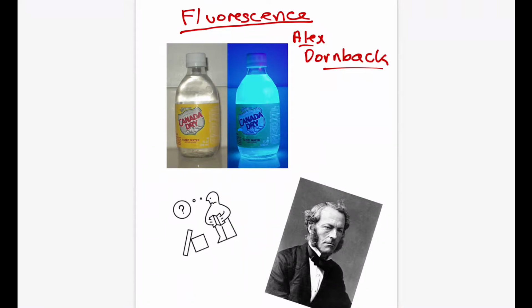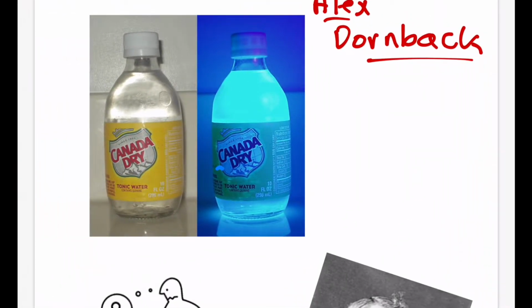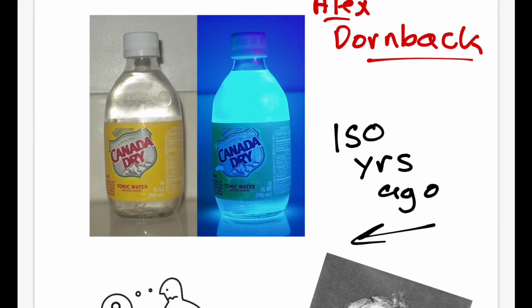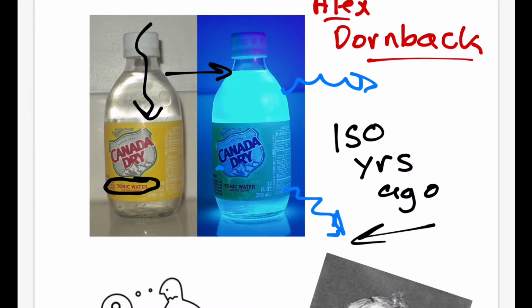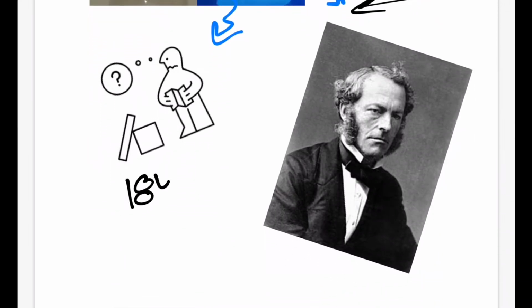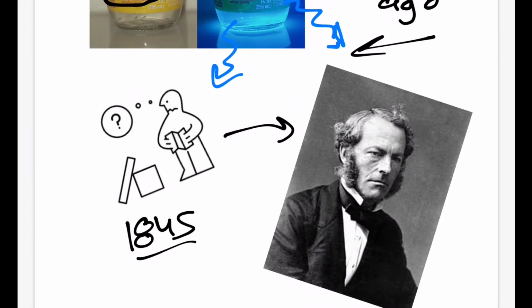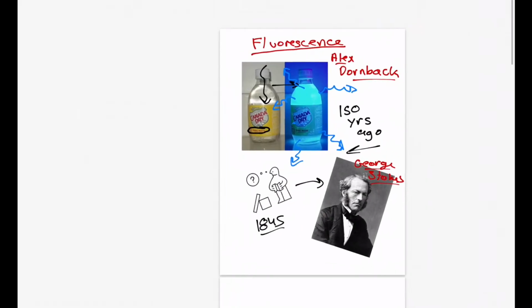So, in picking a topic for this presentation, I thought about how funny it is that our elementary school science experiments are so revolutionary to people 150 years ago. For example, take tonic water. If you shine a black light through tonic water, it's going to glow a bright blue. And we know this happens because a chemical reacts with UV light to make this blue light. But in 1845, scientists were kind of left scratching their heads. That is, until Sir George Stokes coined the term fluorescence, which is what I'll be presenting on today.